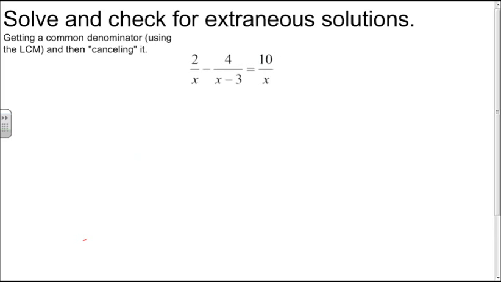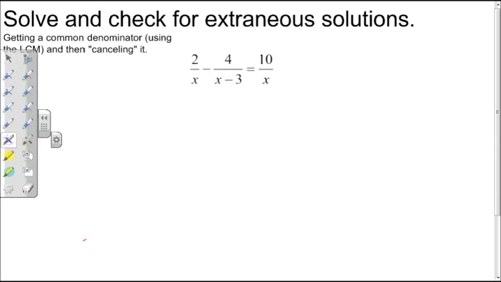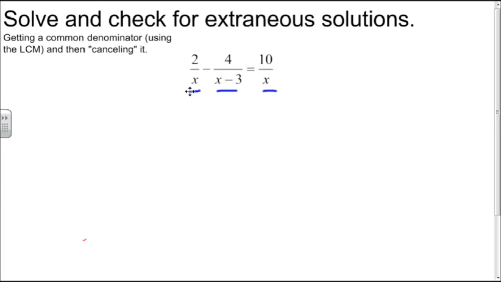Okay, this is the third example where we're going to solve and check for an extraneous solution in a rational equation. I'm going to use a little different technique here than the previous two. These problems, I think, get a little more complex as the denominators do. We've got some monomials, some binomials. I'm actually going to get a common denominator using the LCM, okay, and then cancel it all out by multiplying both sides. So let's take a look at what the LCM is going to be.